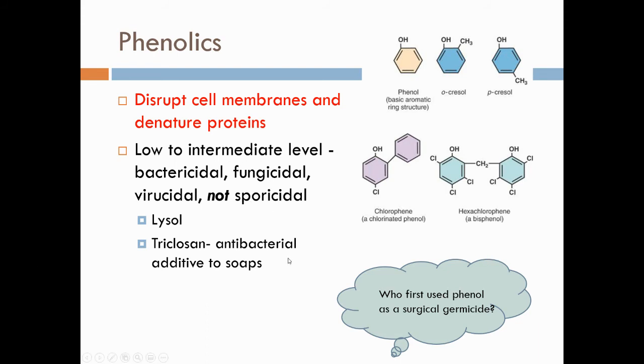This has low to intermediate level of bactericidal, fungicidal, and virucidal abilities. It is not sporicidal. Phenolics will not kill endospores. So Lysol is an example. If you read the label on your Lysol that you have around the house, triclosan is an antibacterial additive in a lot of soaps that is under close scrutiny. Probably don't want it in your soaps.